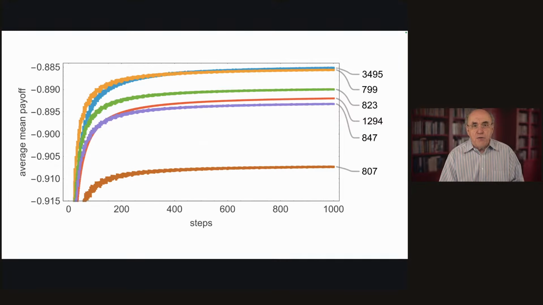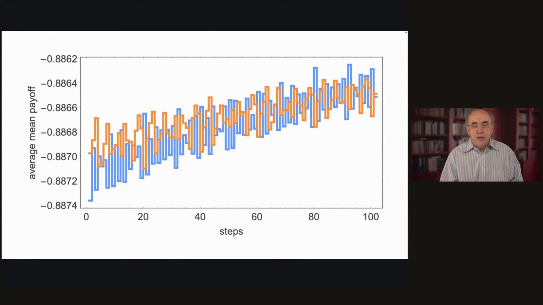So the crossover of average mean payoff, who's the winner as you go to more and more steps, that crossover is surprisingly complicated. And the seemingly quite random variation of average mean payoff reflects the combining of many different periods in the always ultimately periodic behavior of competitions between machines.